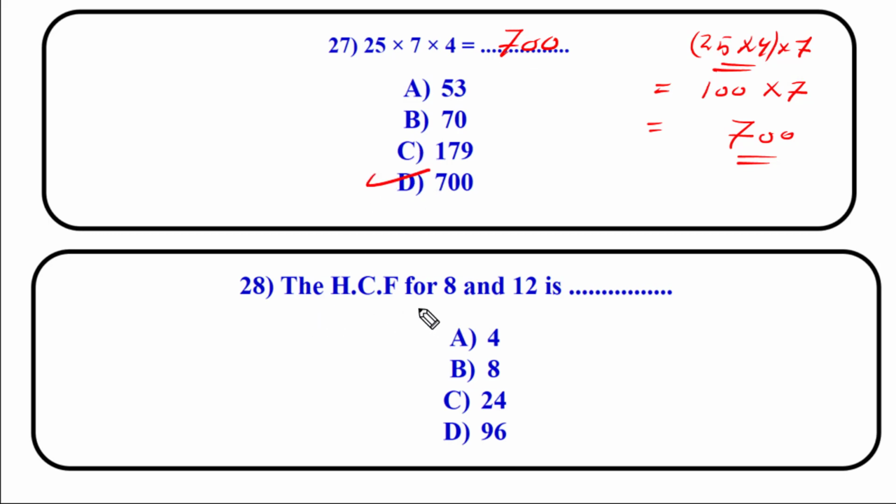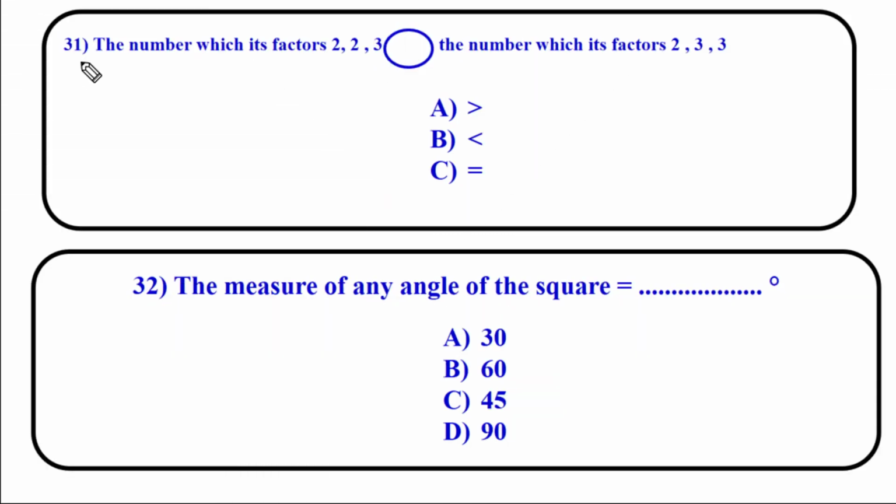Next, the highest common factor for 8 and 12 is what, guys? Ask yourself now, 8 and 12 are divisible by what? They are even numbers, divisible by 2, but there is a number greater than 2 that 8 and 12 are divisible by. You can find it mentally. This number is what, guys? Yes, this number is 4. So the HCF for 8 and 12 is what, guys? It is 4. Number 31, just compare between the two sides.